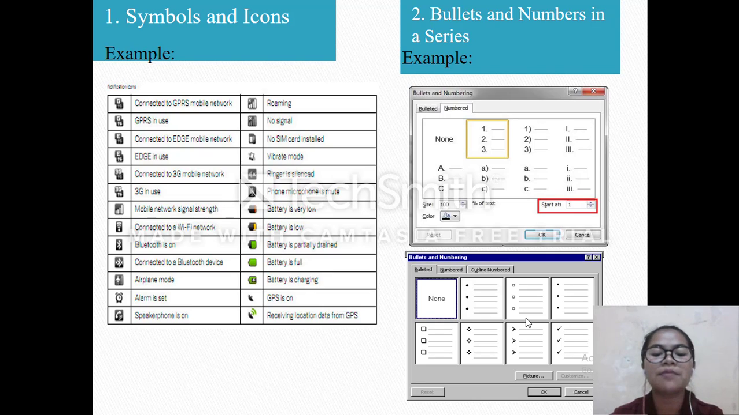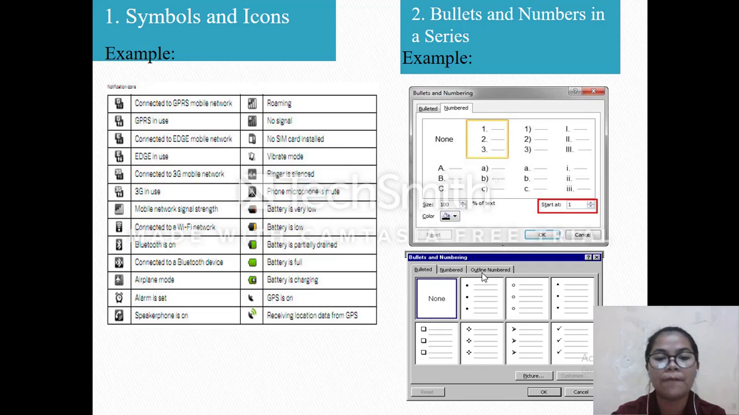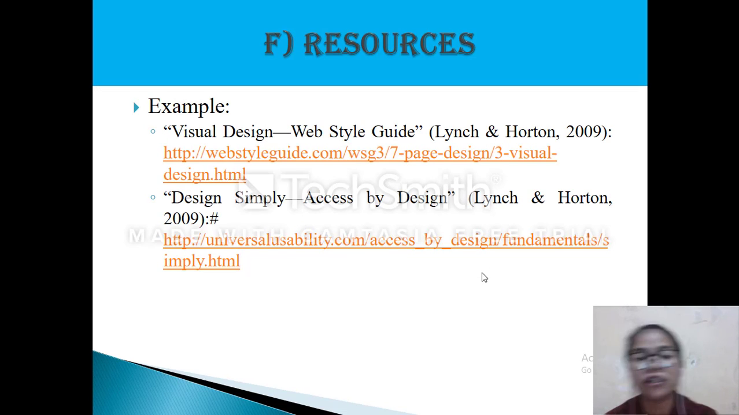And the last is visual design basic in the online class. How do you bring these basic visual design ideas to online classes? The truth is, sometimes it may be difficult. We can follow most of the standards we set for type, justification, title, bullet, and number quite easily. Below is a sample toolbar for discussion forum. And the last element is resources. And this is the example of resources that we can use in online learning. This is the title of the book, and this is the writer, and this is the website.